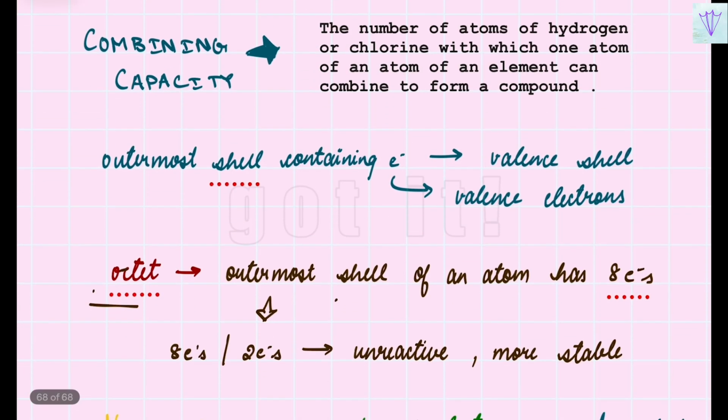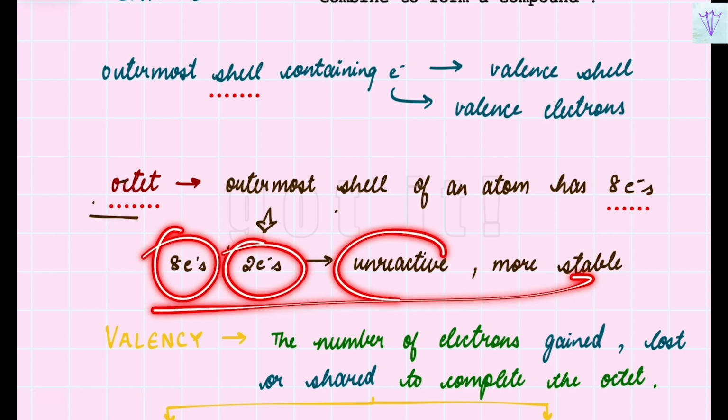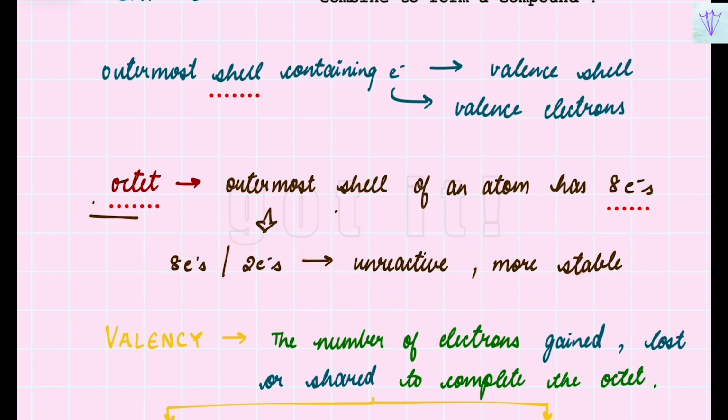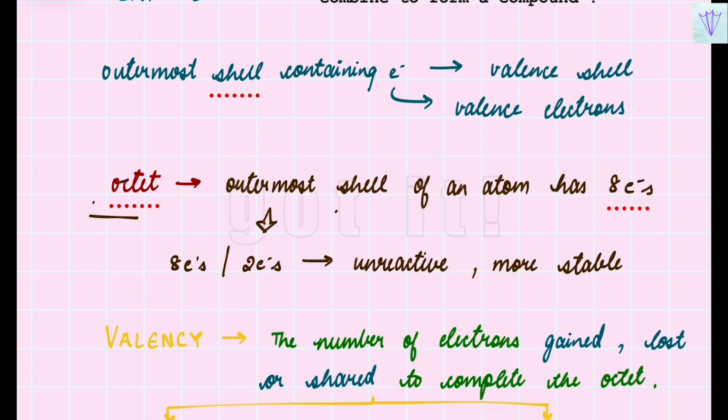What is an octet? When the outermost shell of an atom has 8 electrons, it is known as an octet. It can have either 8 electrons or 2 electrons, and then it is said to be unreactive, or more stable, in the sense that it will not react much. But if it has more than 8 or fewer than 8 electrons, then it will start to react, either by losing or gaining electrons. When it has 2 electrons also, it is stable in nature.